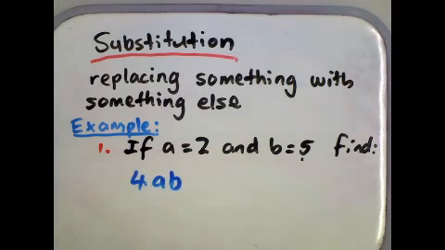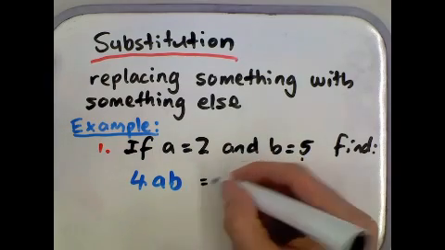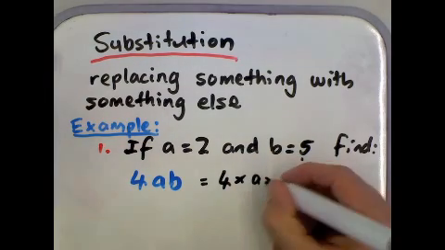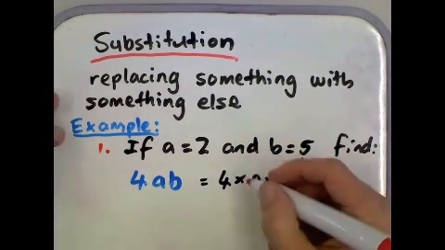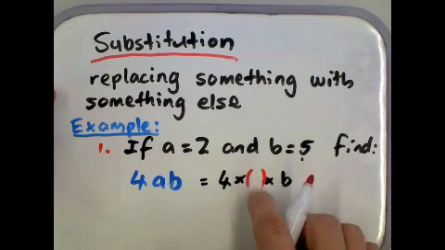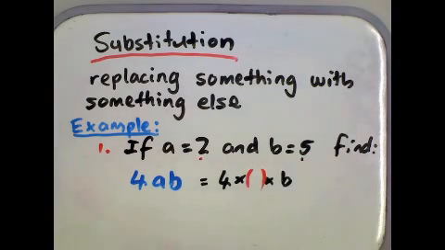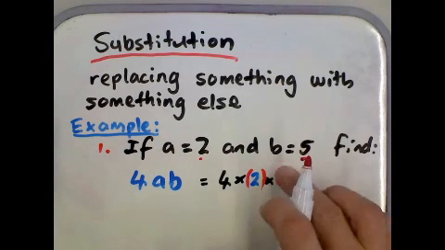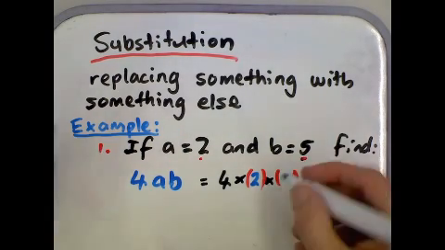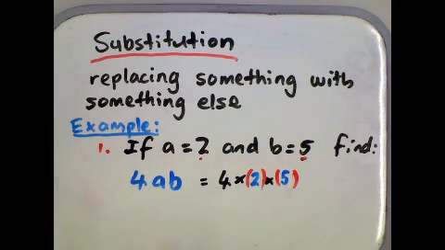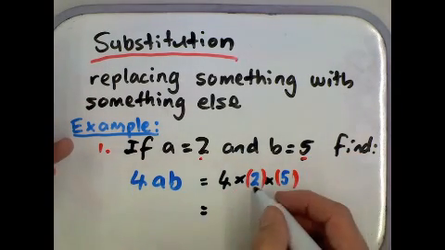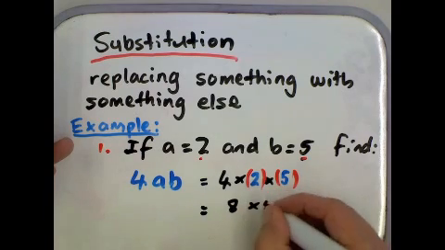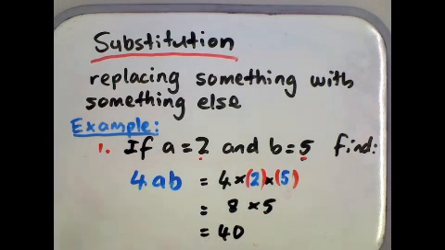Let's look at 4ab. Now remember, 4ab means 4 times a times b. So again, let's replace these letters. We've got a replaced with 2, and b is going to be replaced with the 5. And then we simply use our multiplication laws. 4 times 2 is 8, and then 8 times 5 will give us 40, and there's our answer.